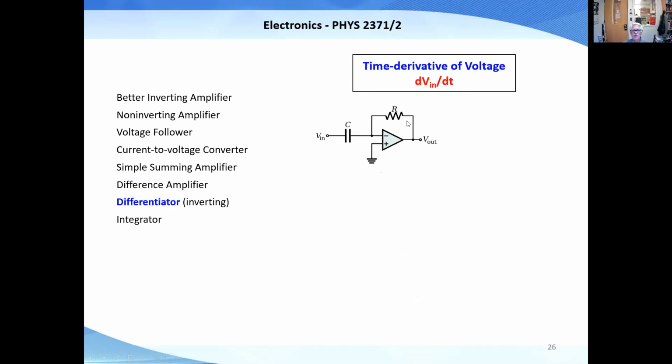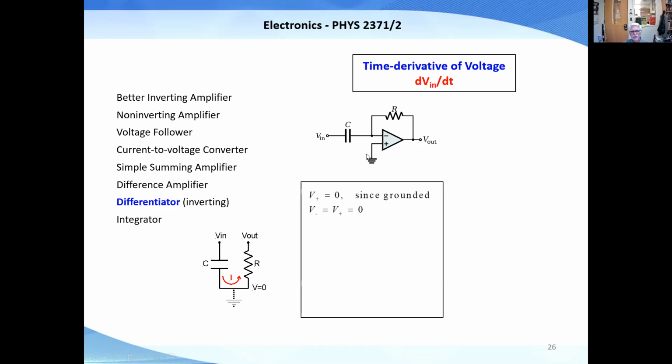So what could be simpler than this? You just replace the input resistor by a capacitor, and you're still going to put it into the minus, because you still want the negative feedback here. Okay, here's the equivalent circuit. Capacitor, resistor, current. Since this is grounded, this point is 0 volts. The current's the same through each one of these.